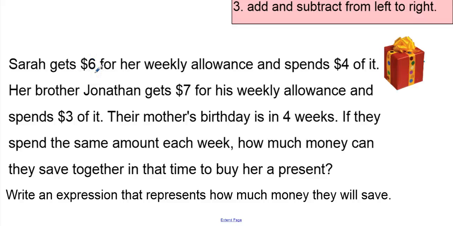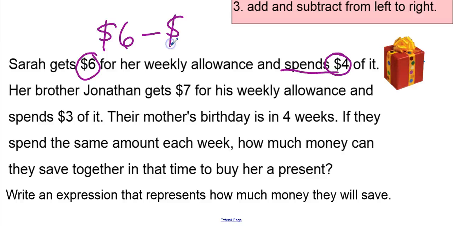So we're going to go and note important information within this problem. First, we see that Sarah gets $6 for her weekly allowance. She spends $4 of it. So when we're spending, we are taking away from what we already have, so we subtract. We can see that her brother Jonathan gets $7 for his weekly allowance, and he spends $3 of it. So we are going to show that he has $7 and he spends $3 of it because he's also taking away from the total amount that he started with.